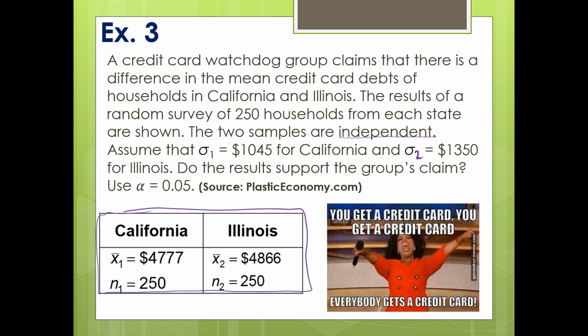I'm going to add our sigmas to the bottom here. So for California, our X bar is 4777. Our N is 250 because they took 250 households from each. And then our sigma from California was 1045, and our sigma from Illinois was 1350. Okay, so this slide gave you a little chart, but I would make your own chart regardless.